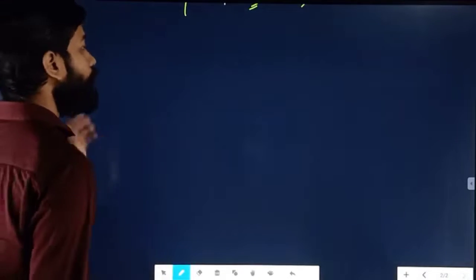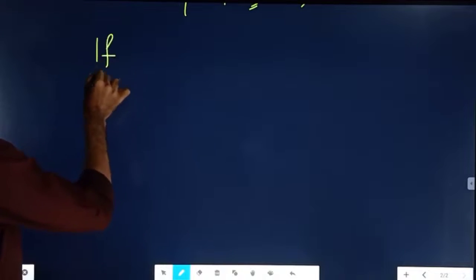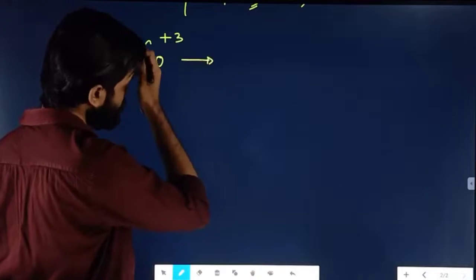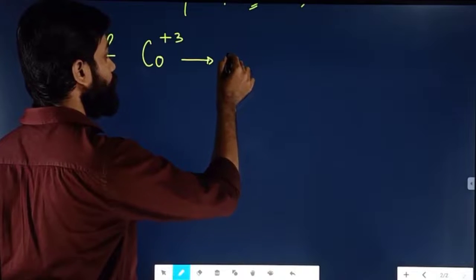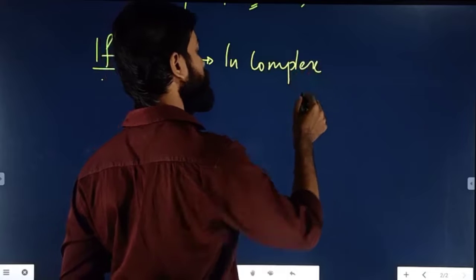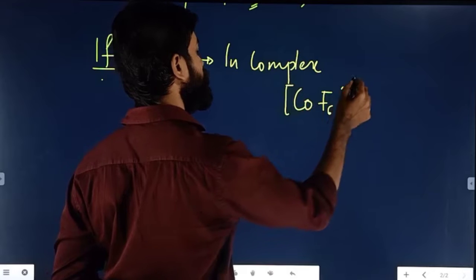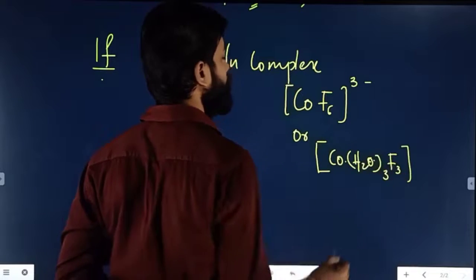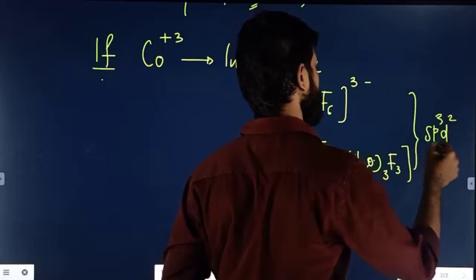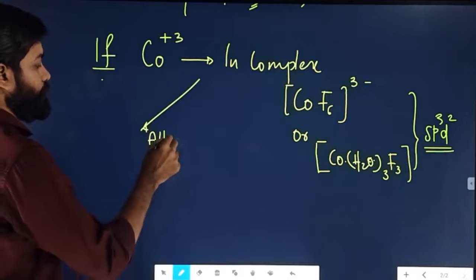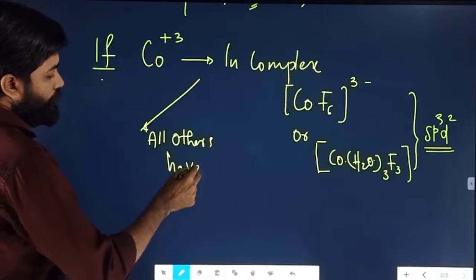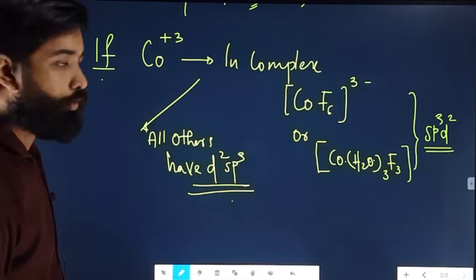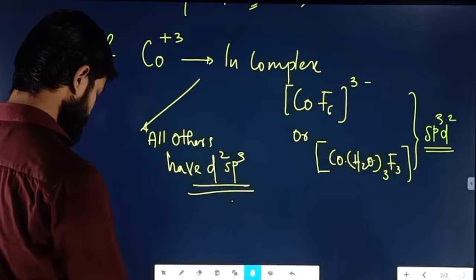So there are some conclusions. If Co is in the +3 oxidation state, then in the complex CoF6 3-, or in the complex Co(H2O)3F3, the hybridization is sp3d2. All others have d2sp3. Ready? All the others have d2sp3. Clear?